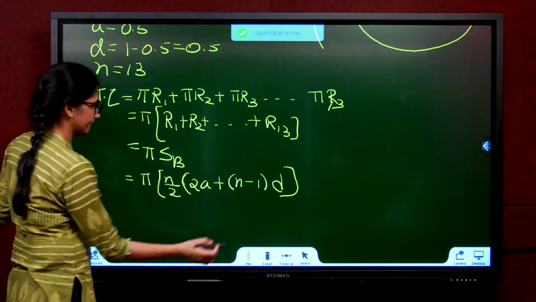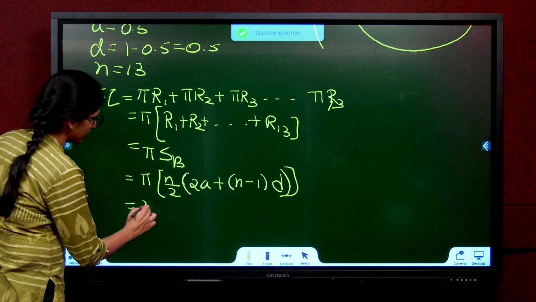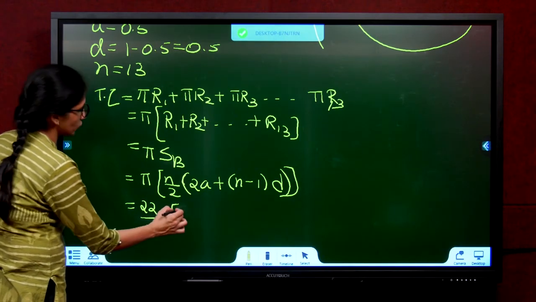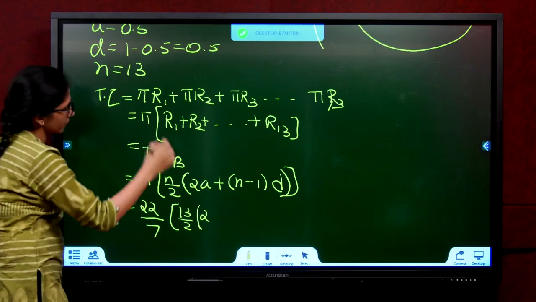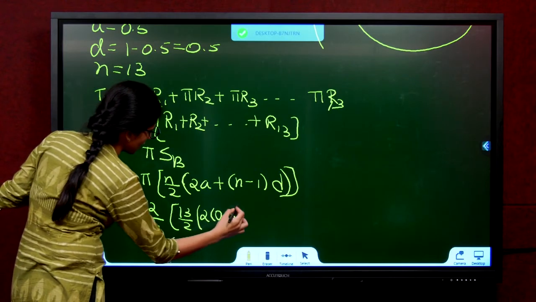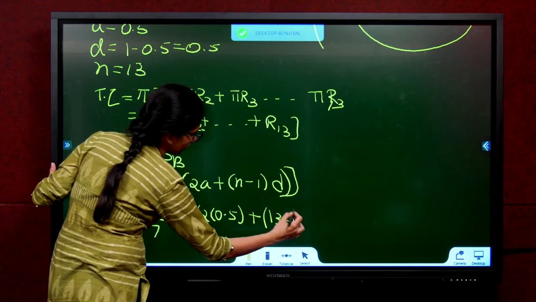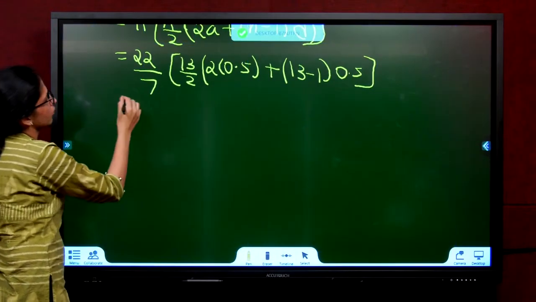Is this correct? Yes. Substitute. Pi, they have told in the question to take it as 22 by 7. Value of n in this question is 13, by 2 into 2a. What is a? 0.5. Plus n is 13, 13 minus 1, again into d, 0.5. You have to just solve this now.